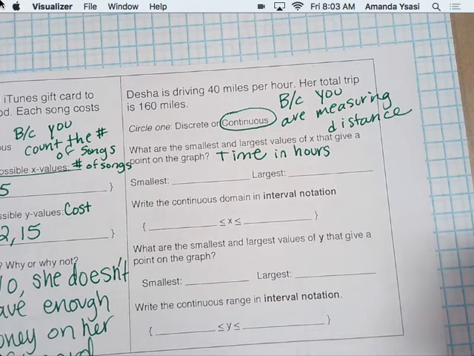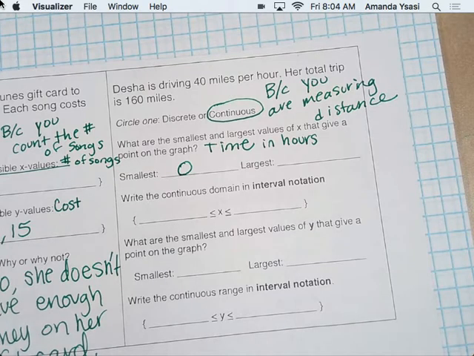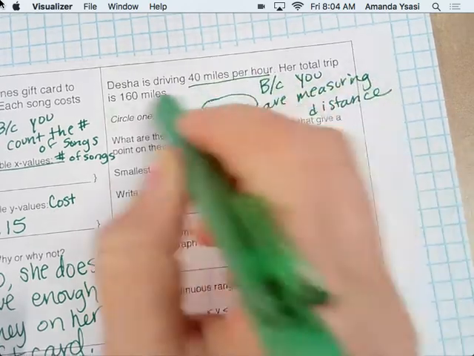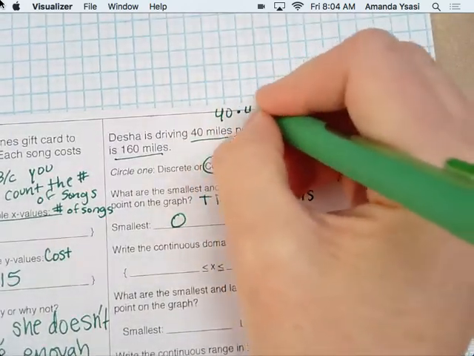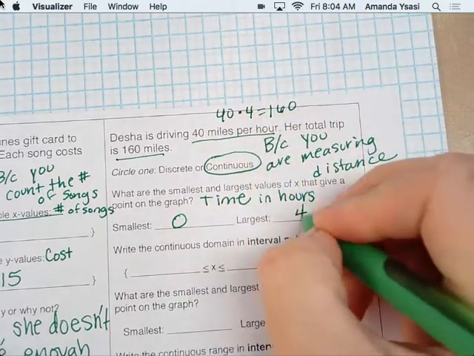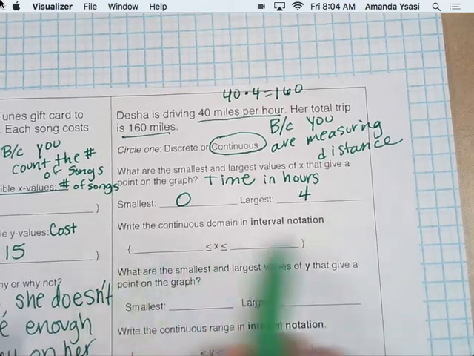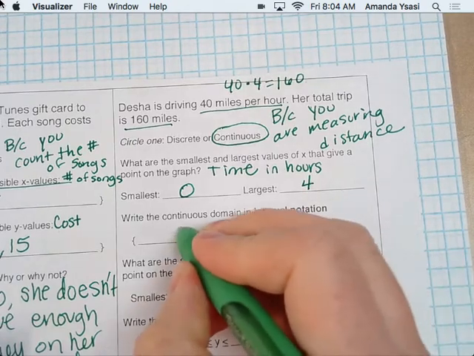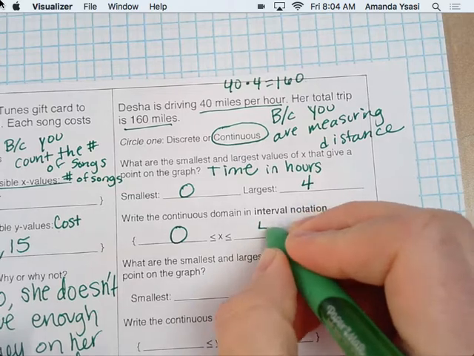What is the smallest amount of time that she can drive? 0, yeah. What is the longest she will drive? Okay, how do we know 4? Because 160 divided by 40 is 4. Yeah. So 4 is the most. So we need to write this as an interval because it's a continuous domain. So it'd be, you can travel 0 hours, 0 is less than or equal to x is less than or equal to 4.